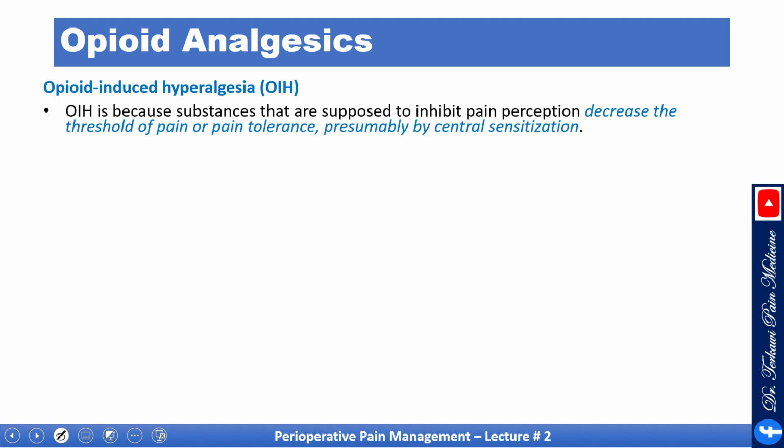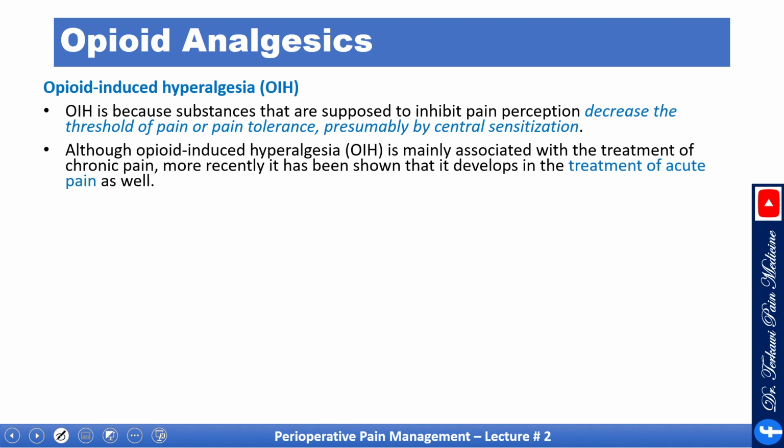Then let's talk about opioid-induced hyperalgesia, which is because substances that are supposed to inhibit pain perception instead decrease the threshold of pain or pain tolerance, presumably by central sensitization. Although opioid-induced hyperalgesia is mainly associated with treatment of chronic pain, more recently it has been shown that it develops with treatment of acute pain as well.